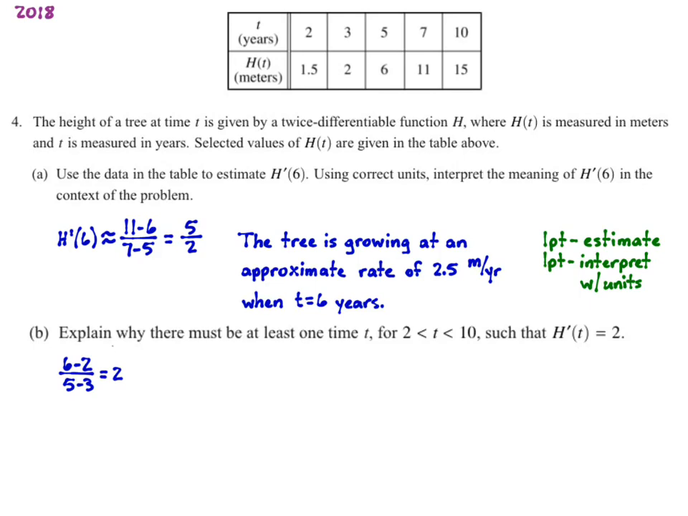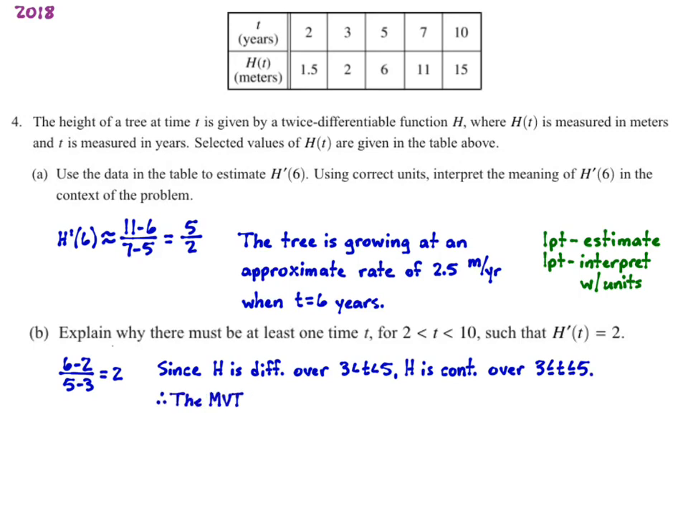Now, because we found an average slope that is 2, as long as the function is differentiable and continuous, then the mean value theorem will apply. Well, it says that h is twice differentiable. Since h is twice differentiable, that implies that it's differentiable, and that would also imply that it's continuous over that interval, which means we can use the mean value theorem.